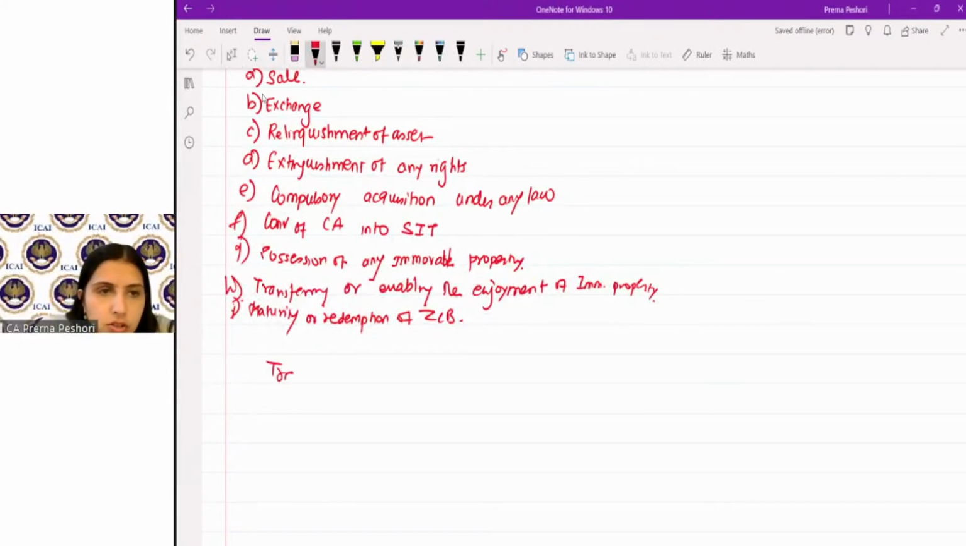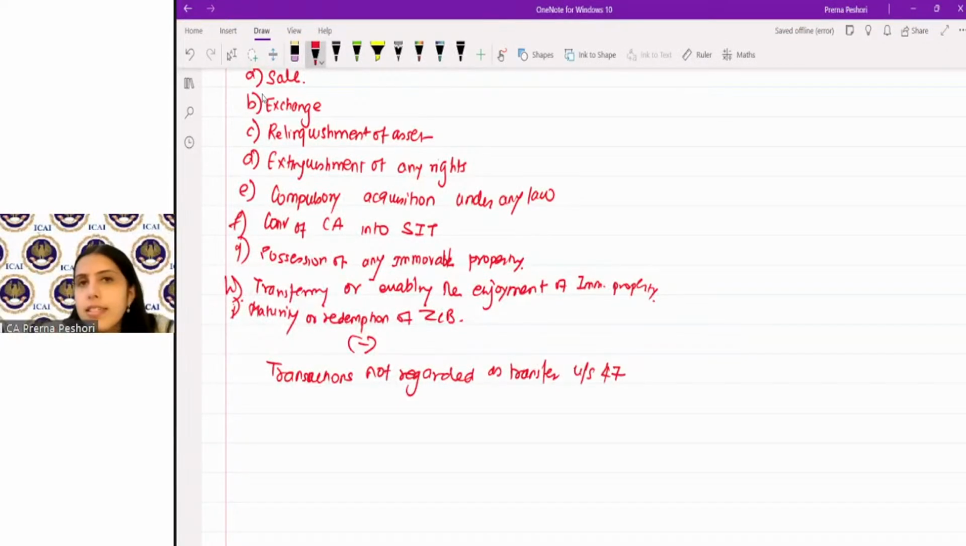So transactions, or I would write here minus transactions not regarded as transfer under section 47. Clear? So this is the meaning of the transfer. We have seen that now.